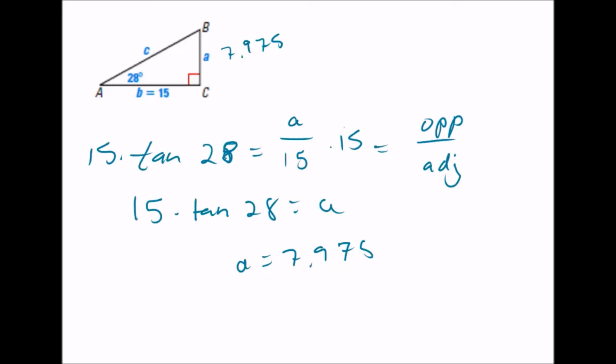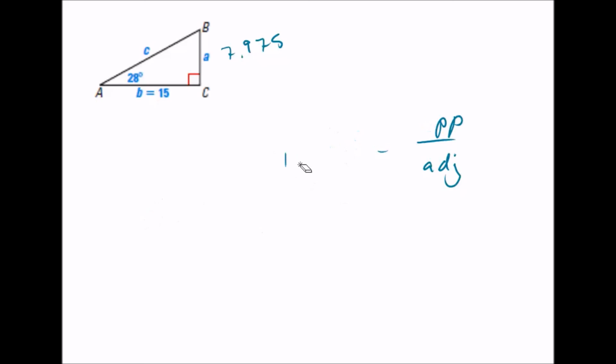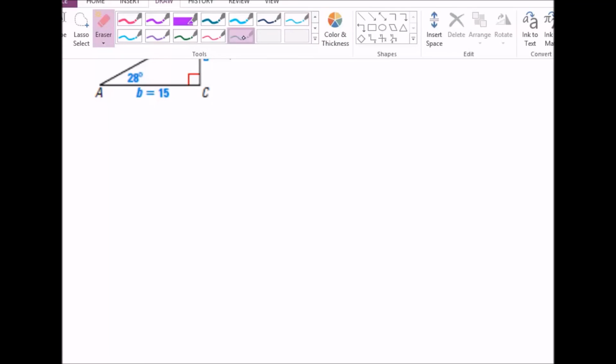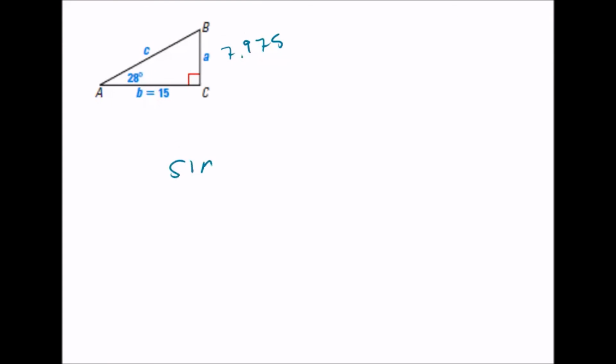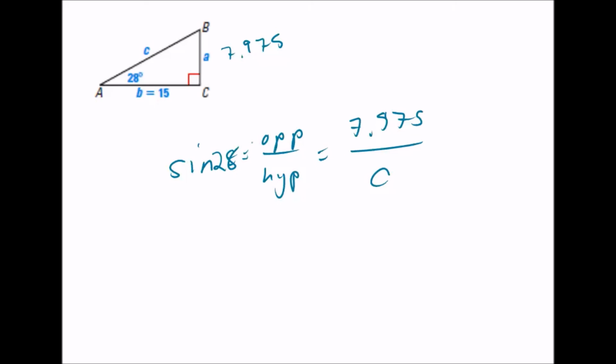And if we want to find what C is, we just got to pick one more thing. So now we have B and A, so we have a couple choices. We can use sine or cosine, actually, because we have A and B. So let's just use sine. Sine is opposite over hypotenuse. That's 7.975 over C. And we want sine of 28, sorry. Sine of 28 is 7.975 over C.